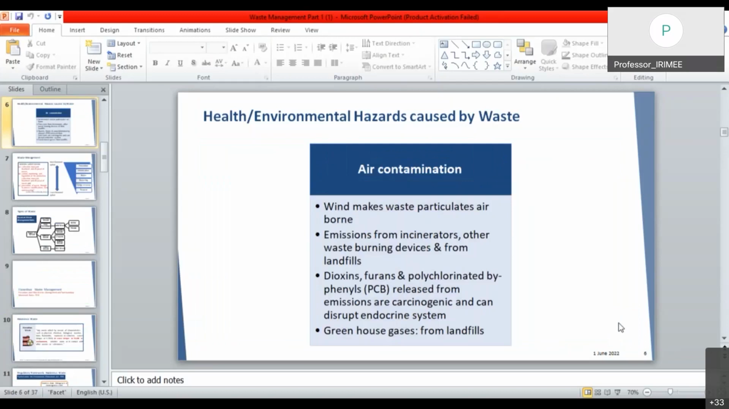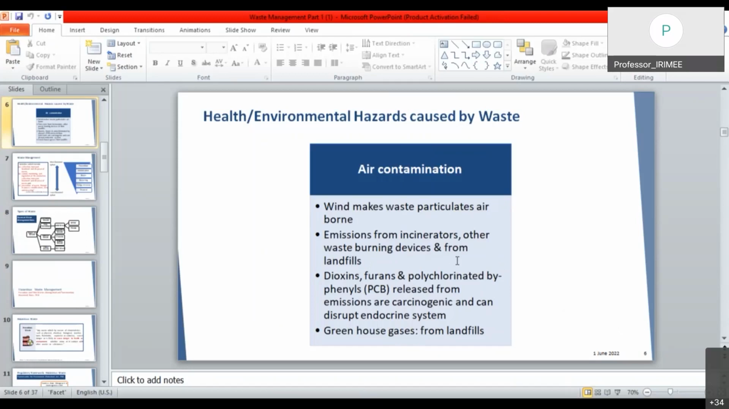When wind passes over the waste materials, some of the waste particles get airborne and flow far and wide, causing pollution to the environment. Then emissions from the incinerators. When waste is burned in the incinerators, the emissions and other waste from incinerators or other waste burning devices also cause air pollution.